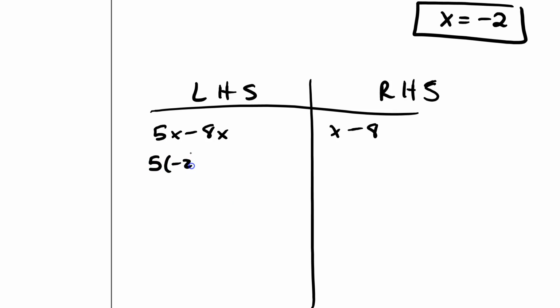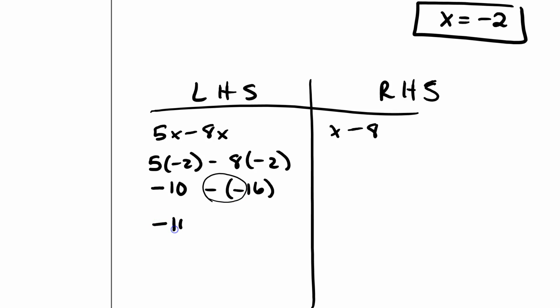5 times negative 2 minus 8 times negative 2. 5 times negative 2 is negative 10, minus 8 times negative 2 is negative 16. We need to do some fancy footwork here because we have a negative butted up against a negative. Negative 10 plus 16, and we get a final answer of 6.